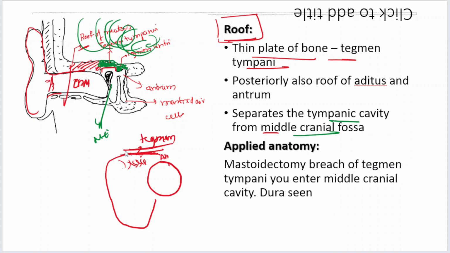Okay, behind the dura of the middle cranial fossa, and if you are not careful and not oriented according to the anatomy, you may drill directly through the dura and enter into the brain, causing CSF rhinorrhea and causing damage to the patient. Okay, so that is one thing.